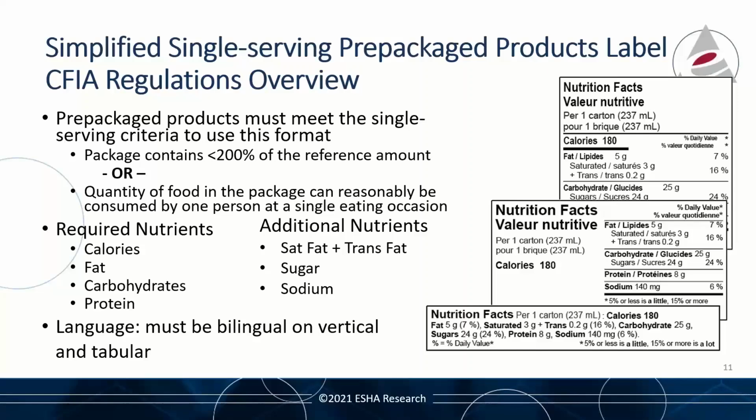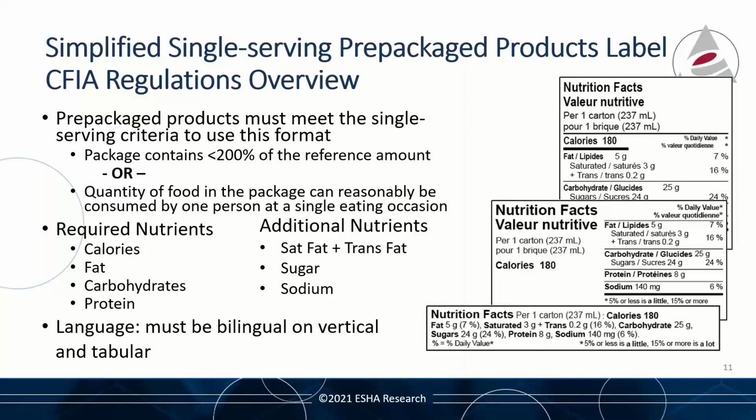Prepackaged products must meet the single-serving criteria to use this format, which is to say that the package contains less than 2% of the reference amount for that food, or the quantity of the food in the package can reasonably be consumed by one person at a single eating occasion. The label must display minimum required nutrients of calories, fat, carbohydrates, and protein. And in addition, saturated fat, trans fat, sugar, or sodium, if those occur at greater than 0, then those must be listed.